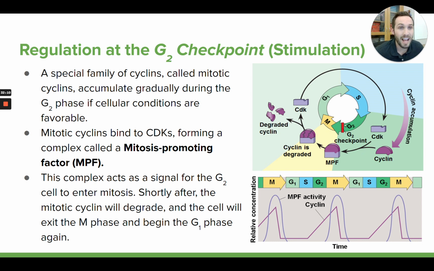But that's only going to happen if things are happening correctly inside the cell. If your DNA was replicated correctly and you have plenty of energy and resources and material inside the cell, this cyclin will start to accumulate as a response to that, which will get you past this checkpoint.